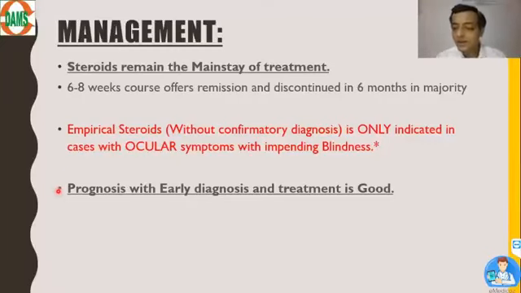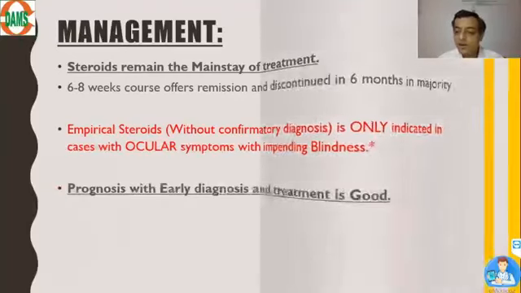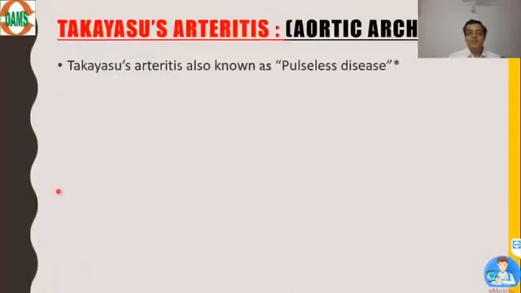So we have concluded the first large vessel vasculitis. We have completed giant cell arteritis, the first large vessel topic. Okay, moving on to the second. The second topic is Takayasu's arteritis, the second topic under large vessel vasculitis.